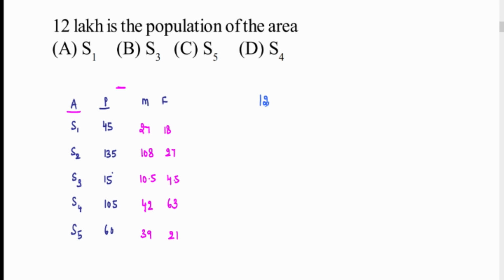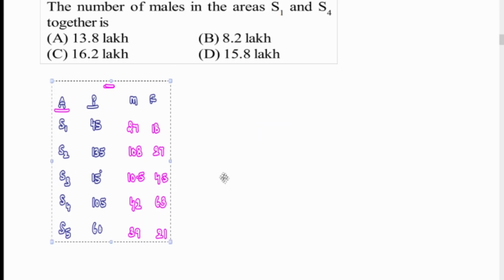convert it into degrees. How do I convert? 12 is the given one. Entire population is 72. In order to convert to percentages, you need to multiply by 100. In order to convert to degrees, you need to multiply it with 360 degrees. 12 ones are, 12 sixes are. 360 by 6 is 60 degrees. So 60 degrees is actually the population of S5. So this is S5 here. Look at the next one.